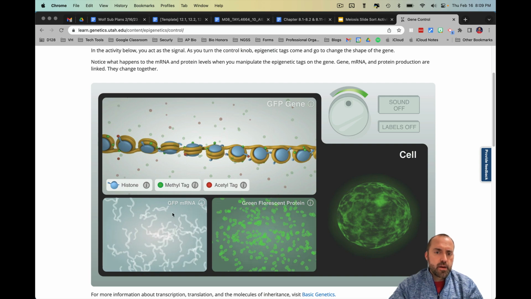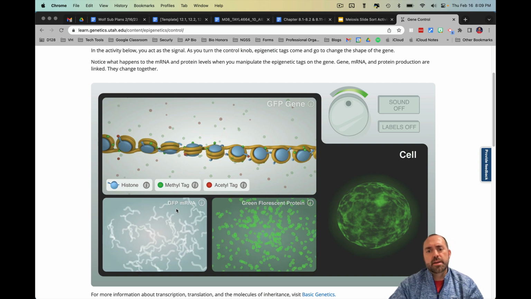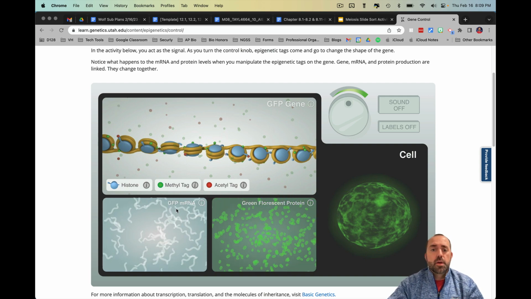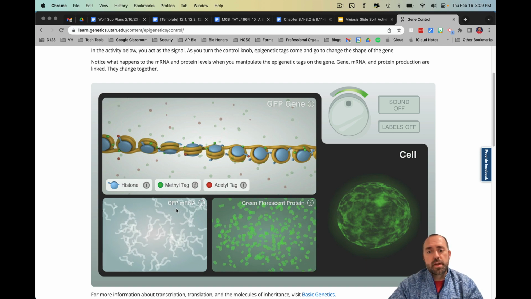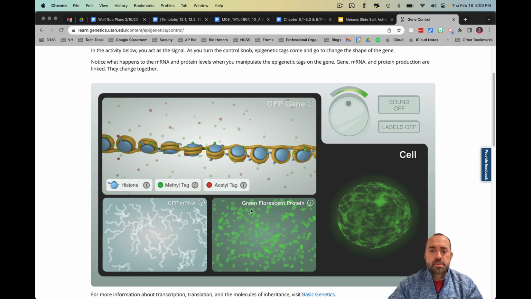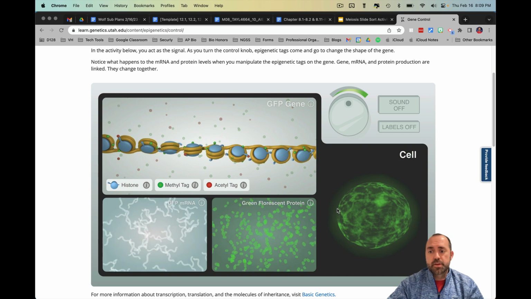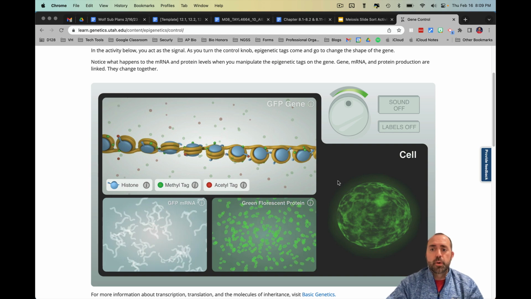You see down here how much of this GFP mRNA is being produced through this acetylation and methylation. And then you see how much protein is being produced, and the cell's going to glow more green the more protein that's being made.